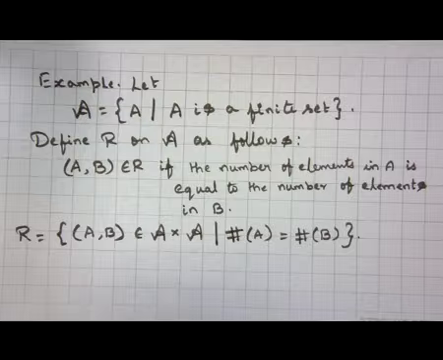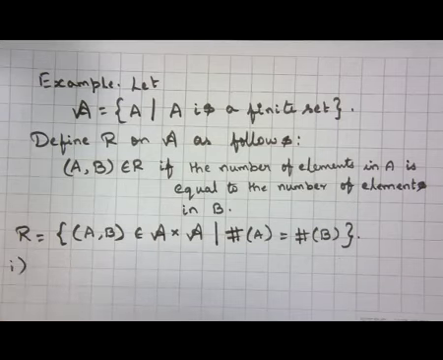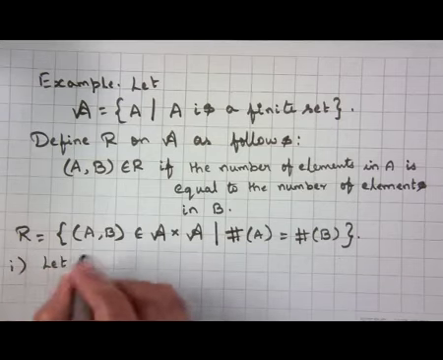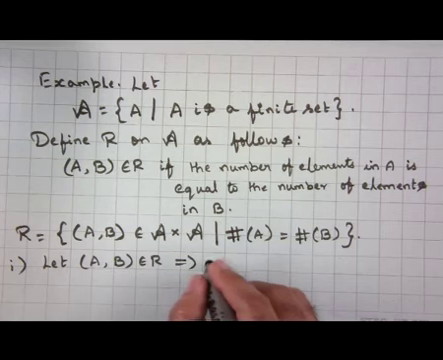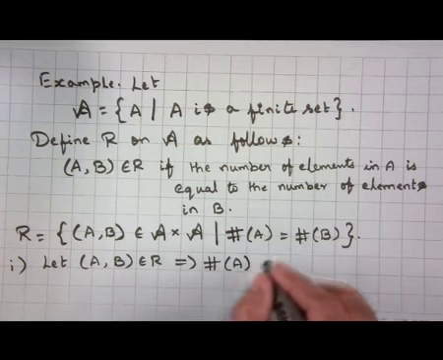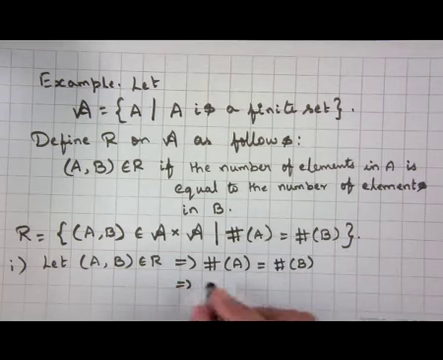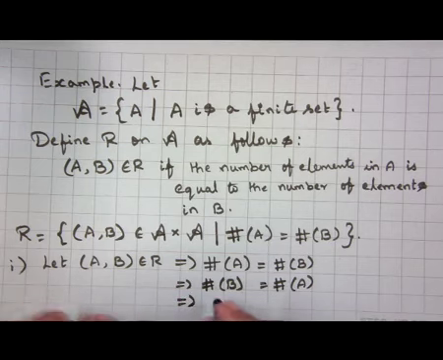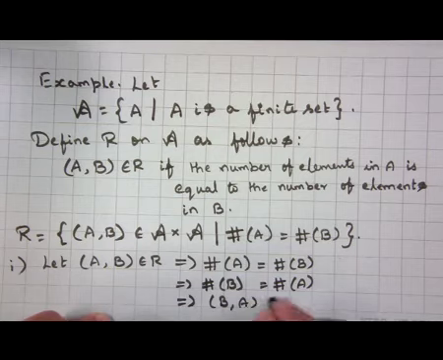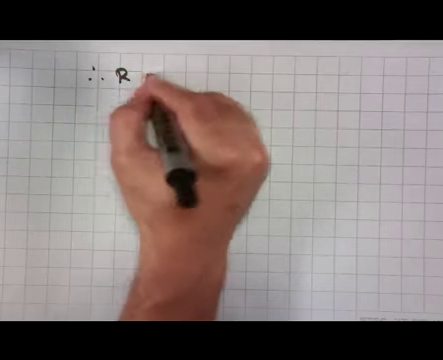Now, let us verify that this R is an equivalence relation. First one is R symmetric. So, let A comma B belong to capital R. What does that mean? By definition, this is same as saying that the number of elements of A is equal to number of elements of B, and this is equivalent to saying that the number of elements of B is equal to number of elements of A, and this implies that the pair B comma A is in R, and therefore, R is symmetric.